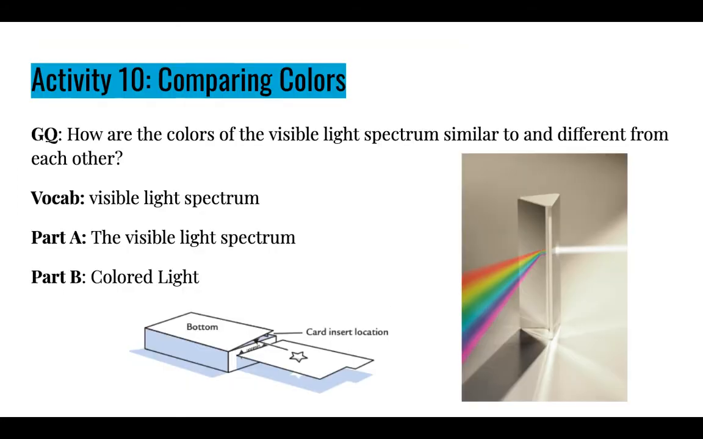We get to activity 10, comparing colors. How are the colors of the visible light spectrum similar to and different from each other? So we talked about that electromagnetic spectrum, we hadn't done that learning yet, but I had talked to you about it, that there's just this narrow part of the electromagnetic spectrum of all the different frequencies and wavelengths that we can actually see as color, visible light, as humans.